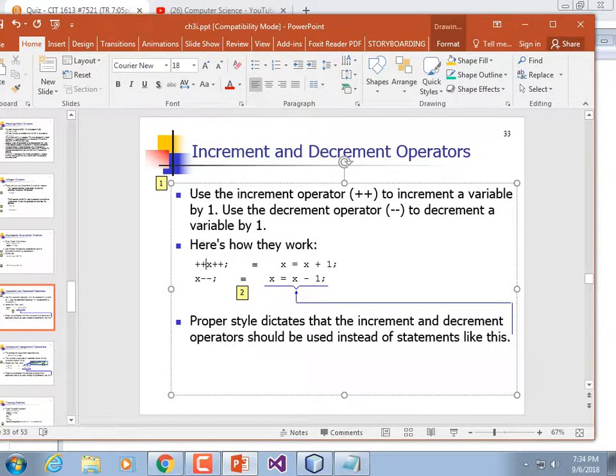Believe it or not, doing that runs faster still. Can't explain why, but compilers optimize that to run even faster. So if you want to write the fastest possible code, you would put plus plus in front if you can.